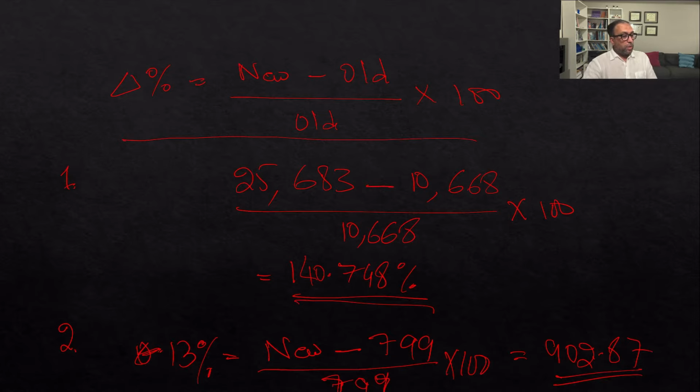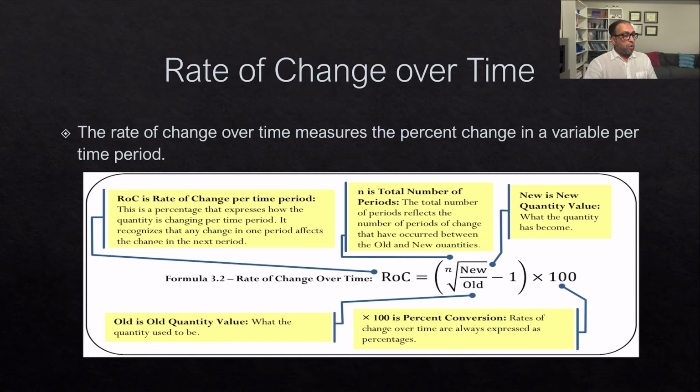So these are the two examples I want to discuss with you from this perspective. Let's move on to see how we can calculate the rate of change over time. Rate of change is something different as compared to the percentage change. The formula for calculating rate of change over time measures the percentage change in a variable per time. So we can see here that we are using a very different formula: n-th root of new value divided by old value, minus 1, into 100. That is the rate of change over time.